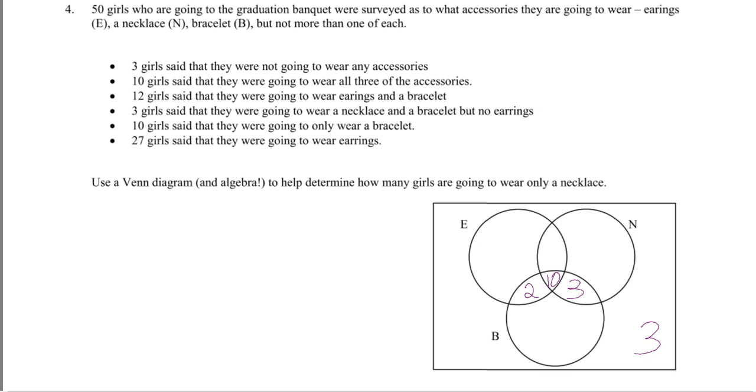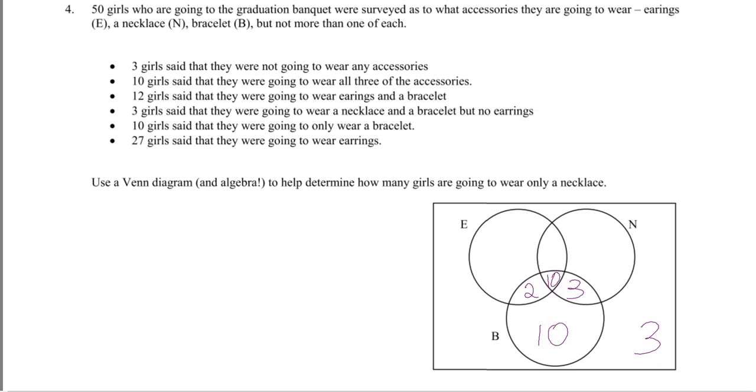3. Okay. So it could also have said 13 girls said they were going to wear a necklace and a bracelet. Right? If it said 13 necklace and bracelet, that's these 2. It said necklace and bracelet, but no earrings. It's 3. We can't include the 10 there. 10 girls said they were going to only wear a bracelet.